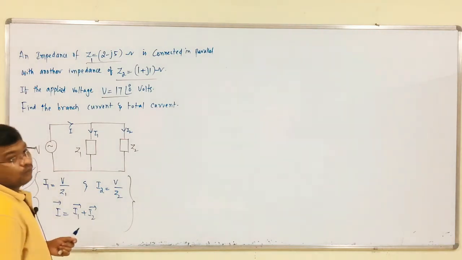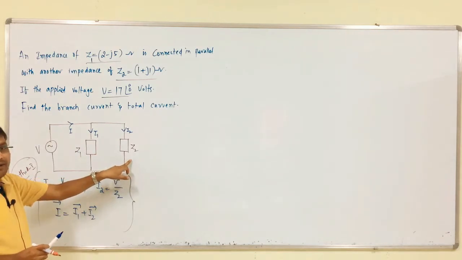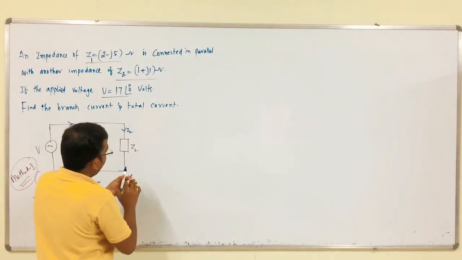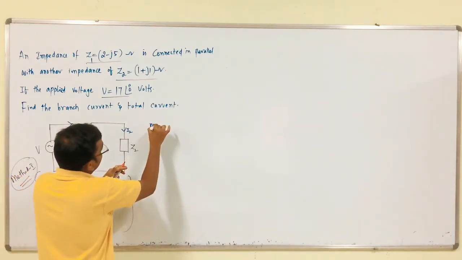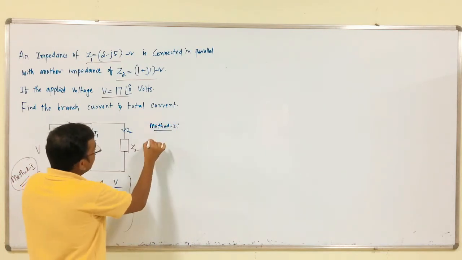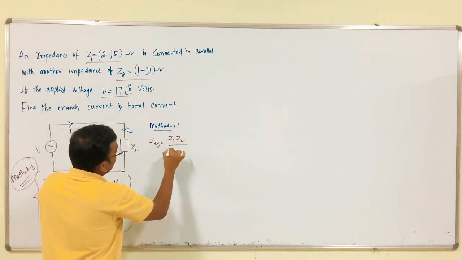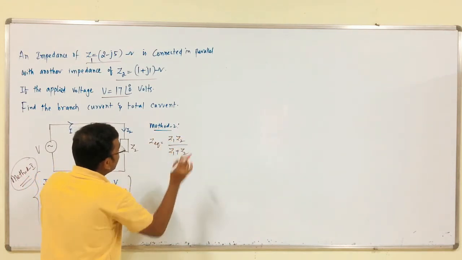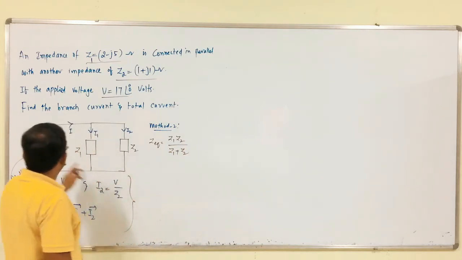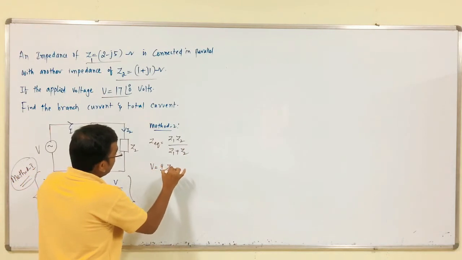Then what is method 2? From this source, these two are connected in parallel. No, simple. First, we have to calculate method 2. First, we have to calculate Z equivalent, that is Z1 Z2 by Z1 plus Z2. We are going to get Z equivalent. Simply V is equals to I into Z equivalent.